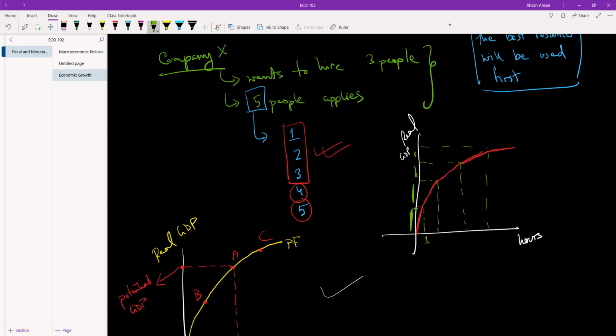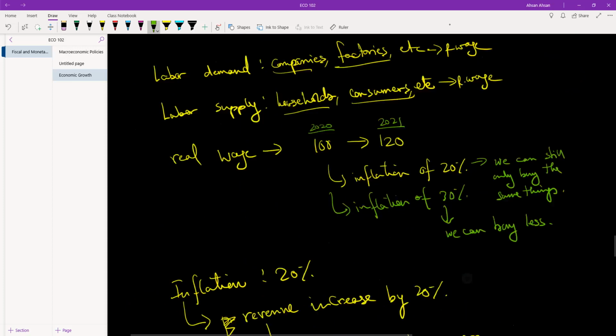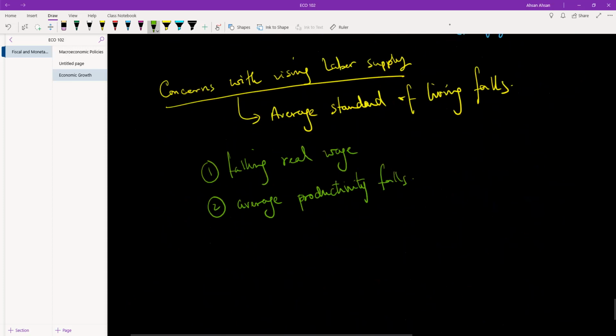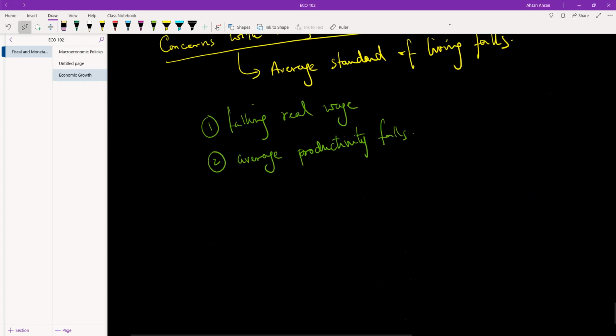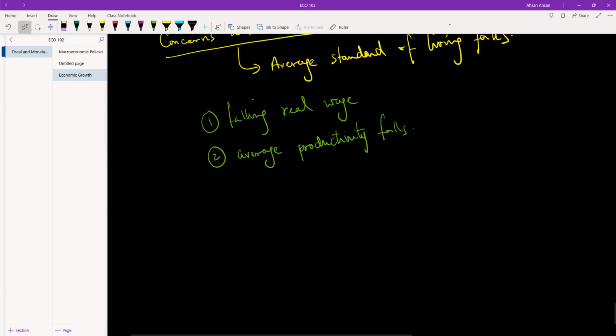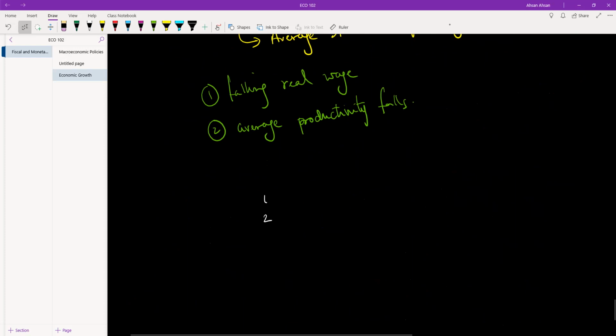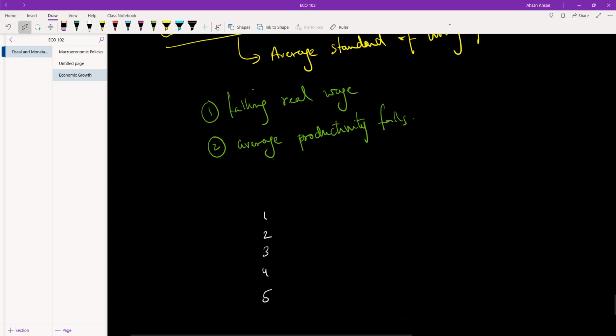This example, for example, when 5 people were applying for a job but only 3 people could get a job. So what did the company do? They hired the most productive worker first, right? So let's work out a numerical example. Okay, so there are 5 people in the economy. Let's call it person 1, person 2, person 3, person 4, person 5.